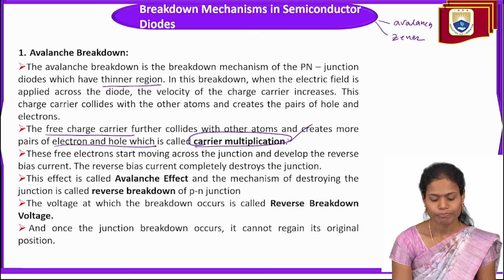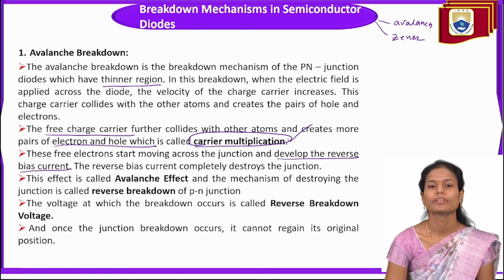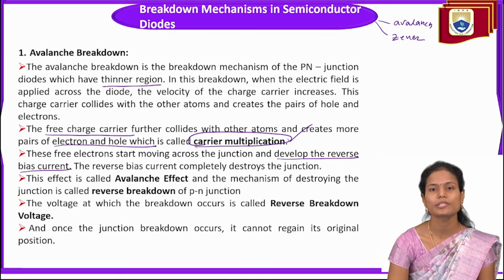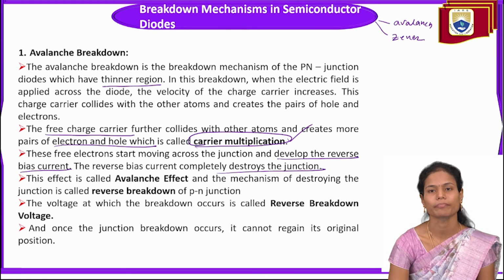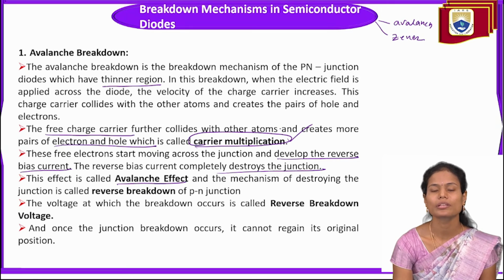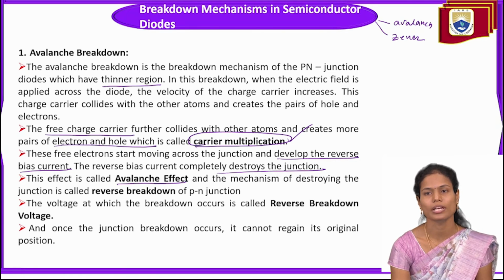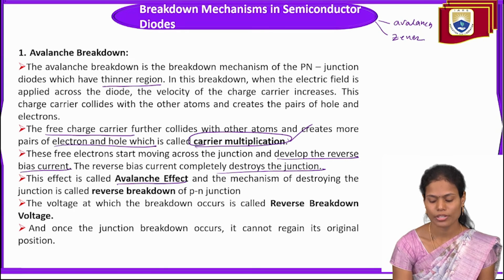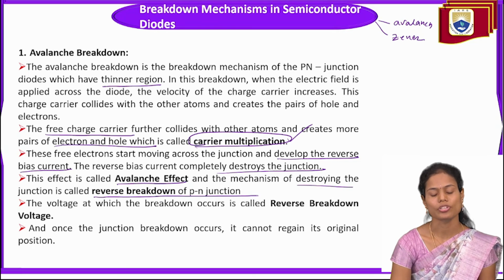So the junction develops a reverse bias current. This reverse bias current completely destroys the junction. This is called the avalanche effect. Avalanching is nothing but the accumulation of more and more charge carriers, and the mechanism of destroying the junction is called reverse breakdown of the PN junction diode.